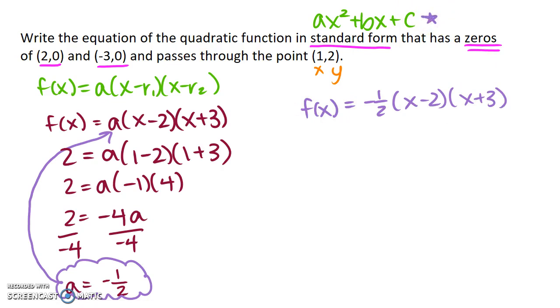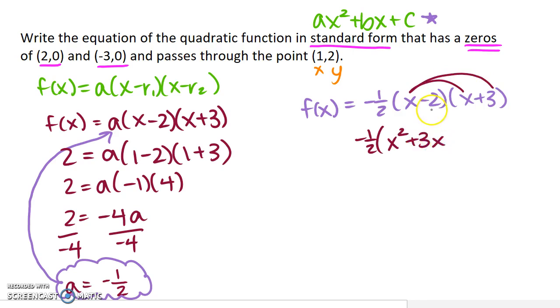So just like last time, we multiply it out. Keep the -1/2 on the outside for now. We'll deal with that later. X times x is x squared. X times 3 is plus 3x. -2 times x is -2x. -2 times +3 is -6. Now we can simplify by combining our like terms here. We'll have x squared plus x, or 1x, minus 6.